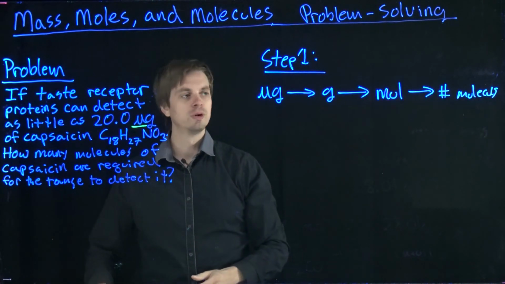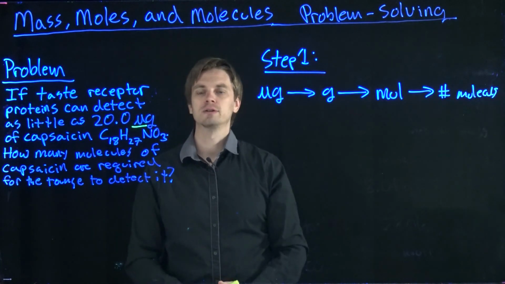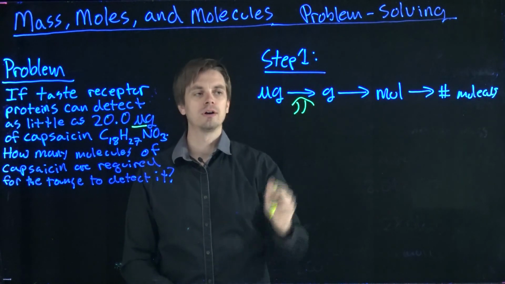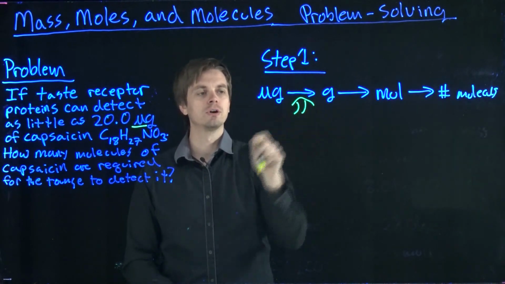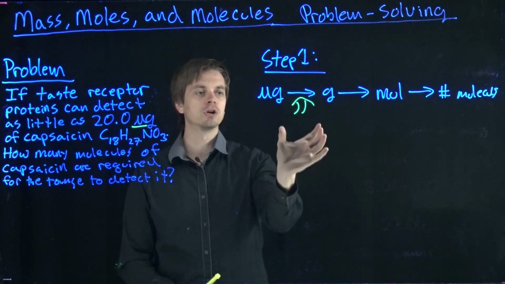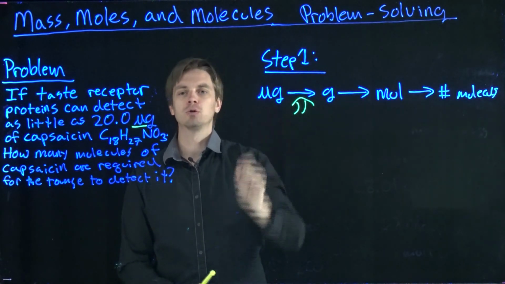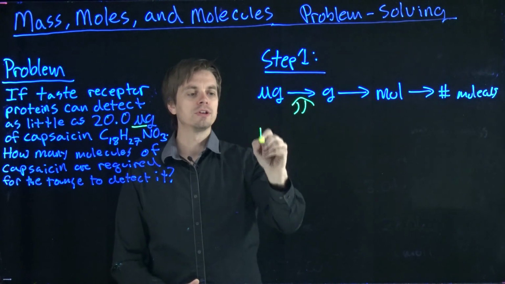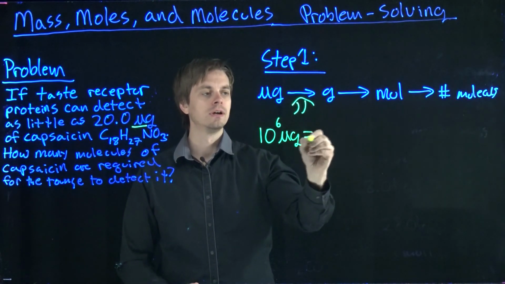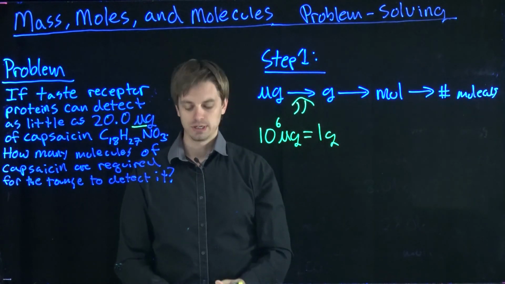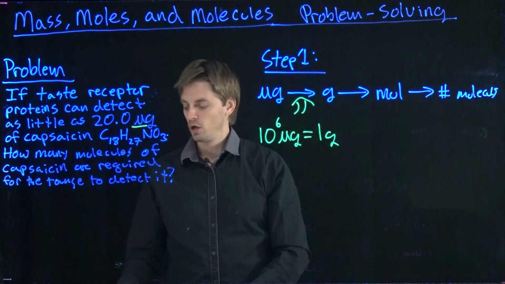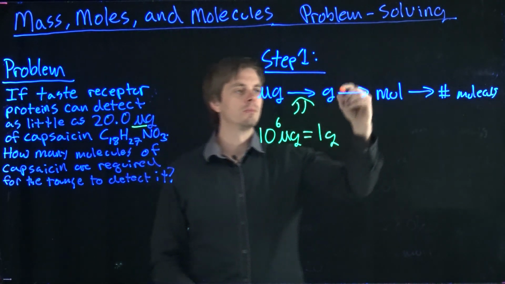So let's write out what those conversion factors are actually going to be. Going back to our prior knowledge regarding the prefixes for our metric system conversions, if you're given a microgram quantity, we know that there are 10 to the 6 micrograms in 1 gram. So we're going to need to apply that conversion factor as our first step. Then we're going to need to use the molar mass of capsaicin.